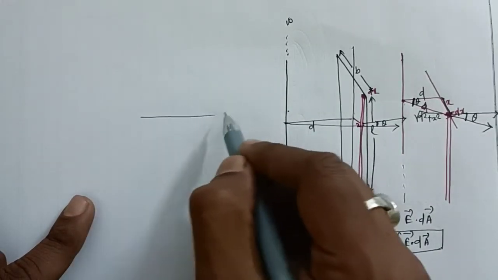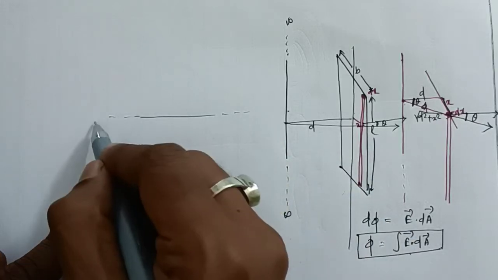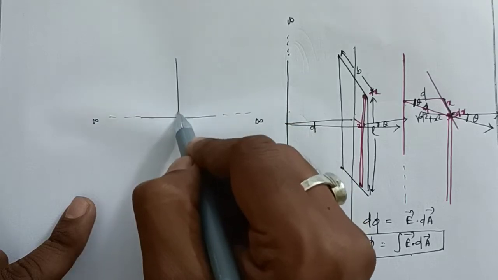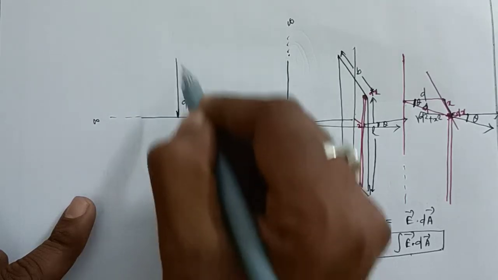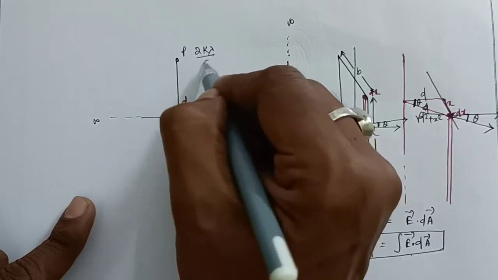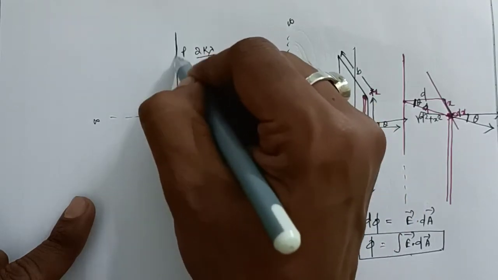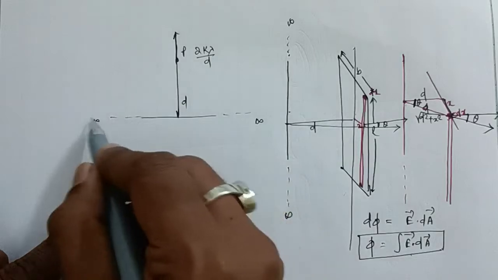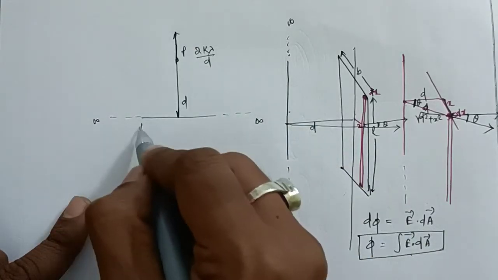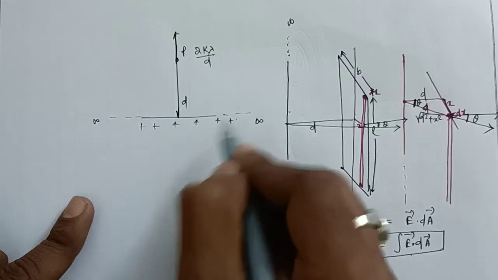If it is an infinite line charge, this end goes to infinity, this end goes to infinity. Exactly at a certain distance d, the expression of electric field at point P is nothing but 2k lambda by d, and the direction is perpendicular to the plane. The direction is perpendicular to this infinite line charge. I hope this scenario is pretty clear to you.